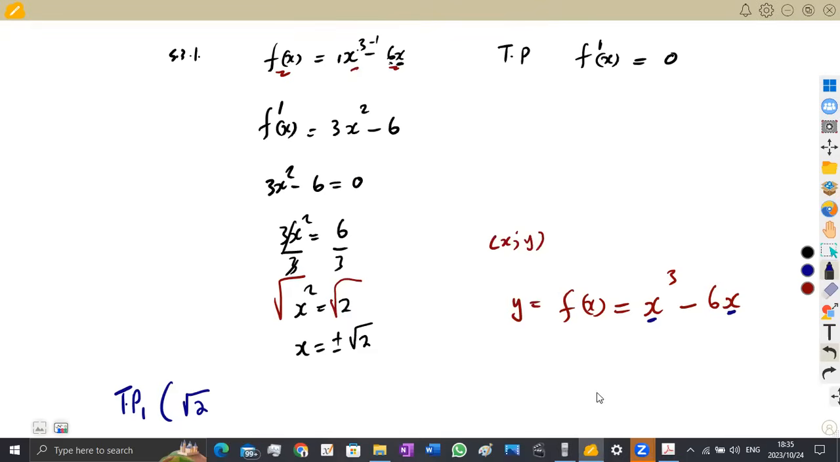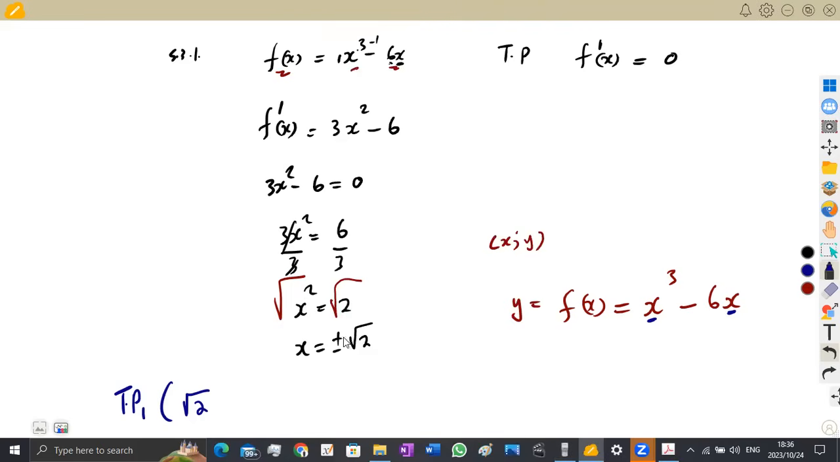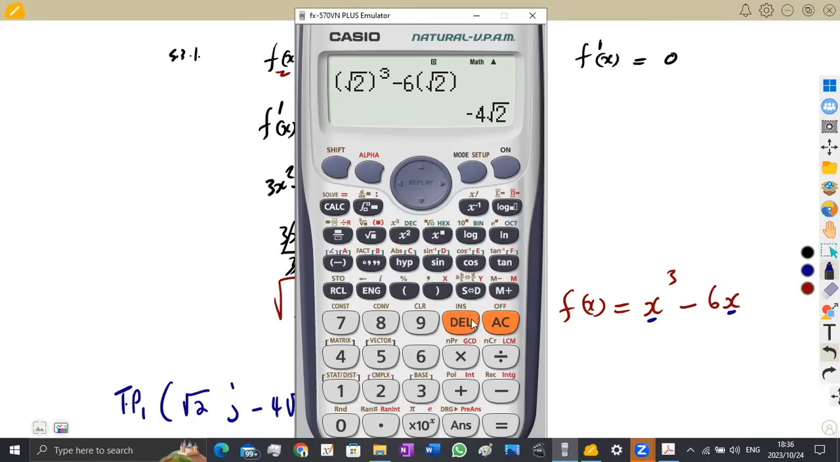In place of x, we are going to substitute the square root of 2. So it's going to be the square root of 2 to the exponent of 3 minus 6 into the square root of 2. That is going to give us minus 4 square root of 2. So if x is the square root of 2, y is minus 4 square root of 2. Or as a decimal, it is going to be minus 5,65. If you obtain this answer, we are in the same direction.